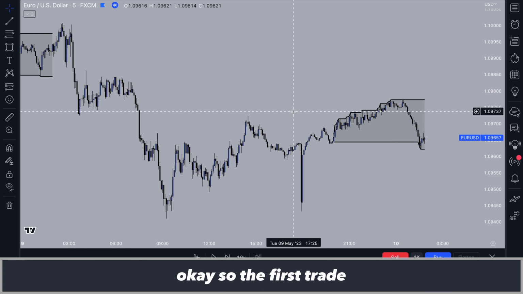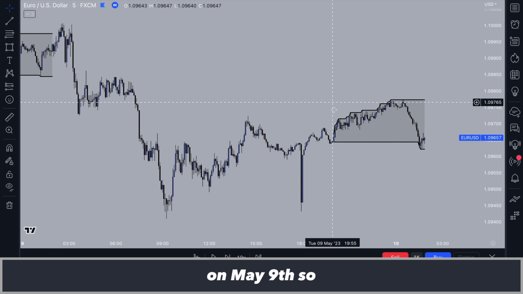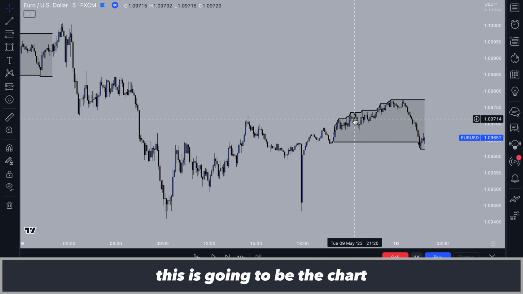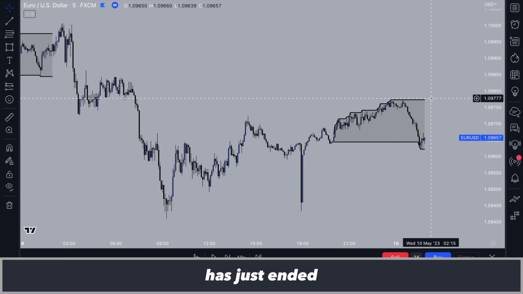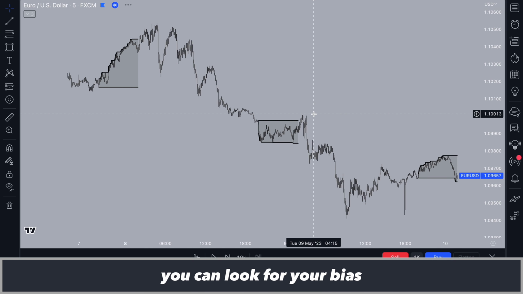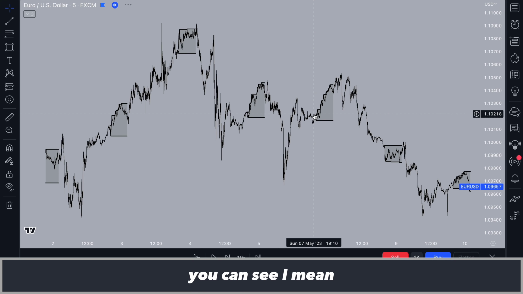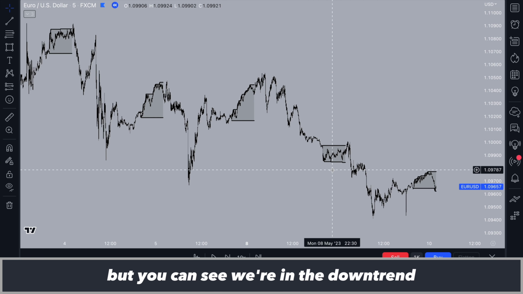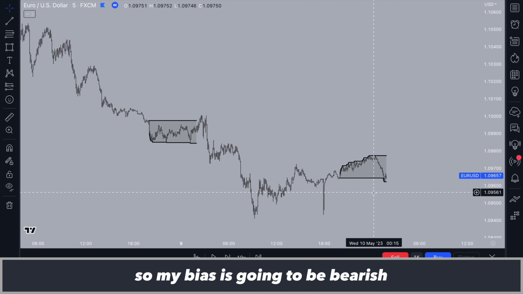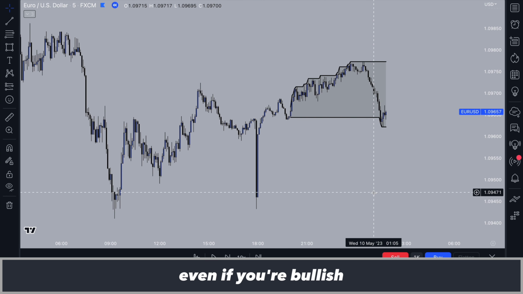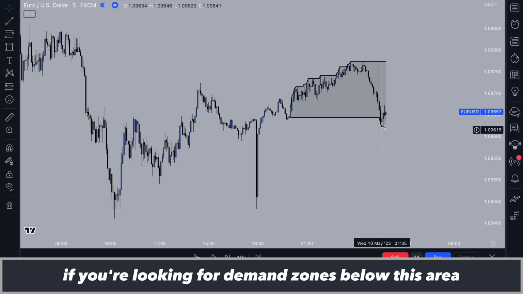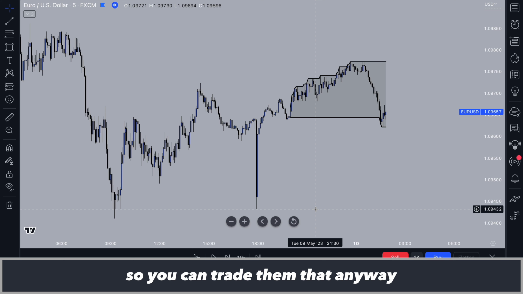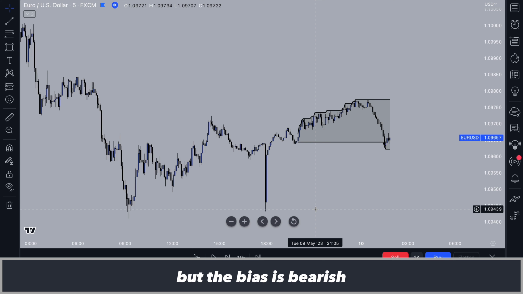Okay, so the first trade that I wanted to take you through is here on Euro USD on the 5-minute on the 9th of May. So this is going to be the chart you're looking at after the Asian session has just ended, and if I zoom out, you can look for your bias. Tell me what you think your bias for this day would be, but you can see we're in a downtrend, market's moving down, so my bias is going to be bearish. Even if you're bullish, if you're looking for demand zones below this area, there isn't any, so you couldn't trade from that anyway, but the bias is bearish.